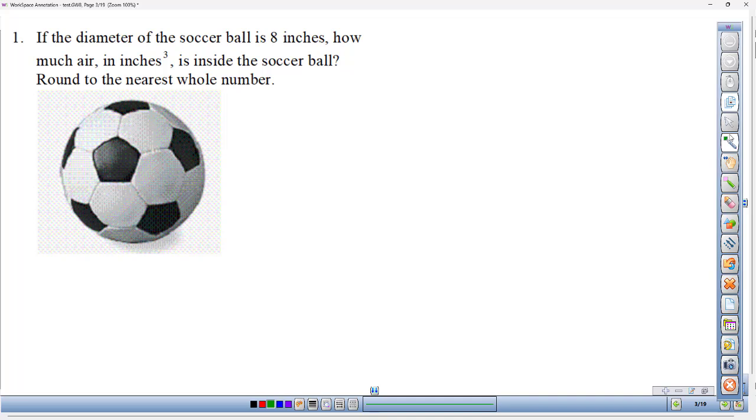Like a lot of volume problems, the very first thing we have to do is identify which of the 5 solids that we've studied. Is this a prism, a pyramid, a cylinder, a cone, or a sphere? Spheres are one of the easiest ones to recognize, and probably the very best thing you could do is write down the sphere formula. I'll remind you that you will have the formulas.